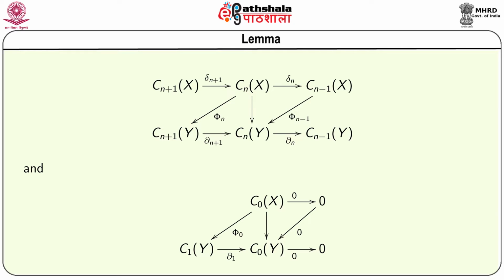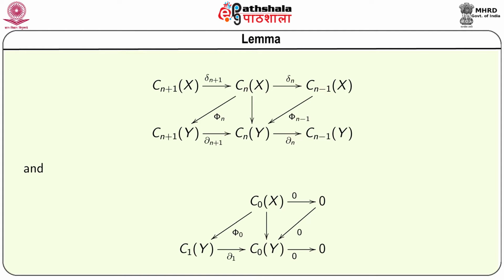Let us look at this diagram. We are having two chain complexes. One is for the topological space X and the other is for the topological space Y.